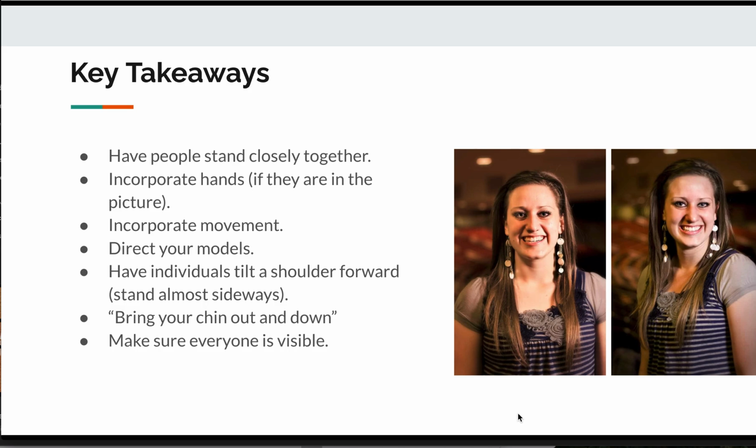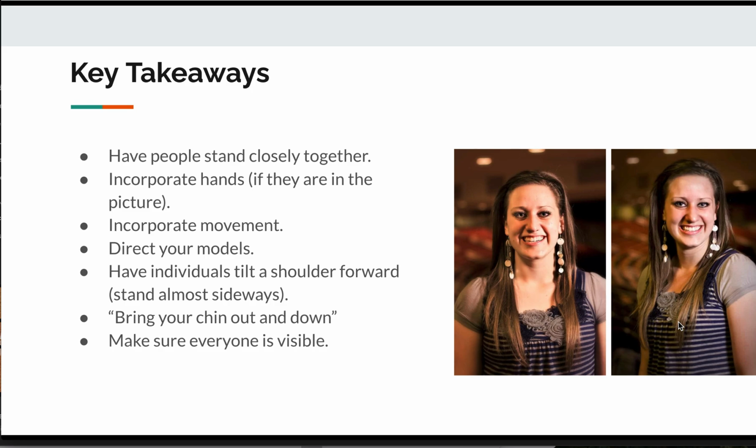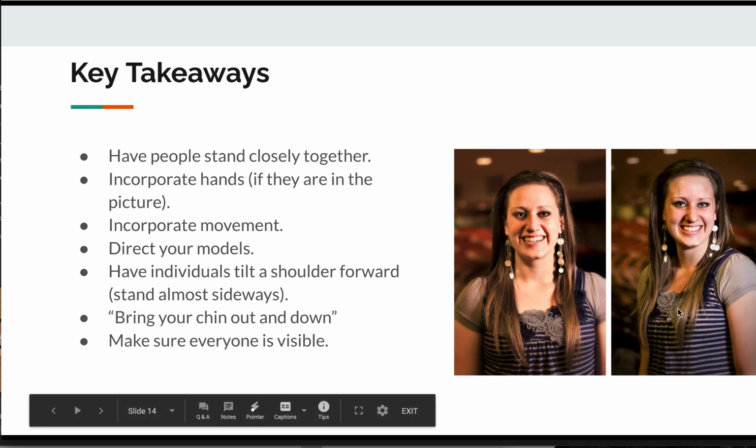Direct your models, tell them what to do. The more you do this, the more comfortable you're going to get with what you want someone to do and how you want it to look. Have individuals tilt a shoulder forward where they're standing almost sideways. Just like this girl on our right, she's showing us what she looks like with a flat back to the camera, and then on the right she's tilted a little bit, and personally I think the one on the right looks better. I guess it depends on the purpose, but overall I like the way that looks a lot better than with the flat back.